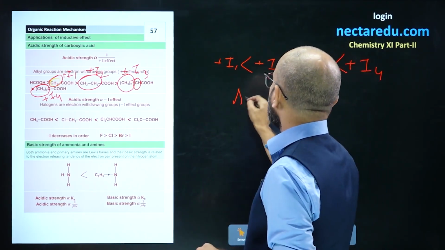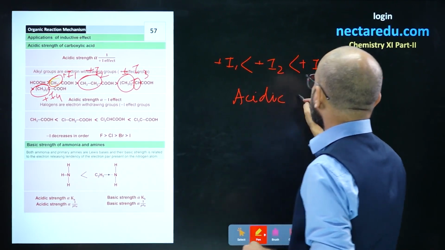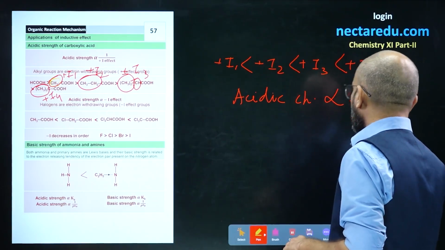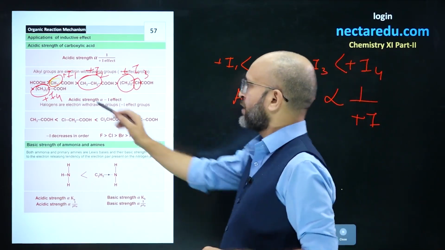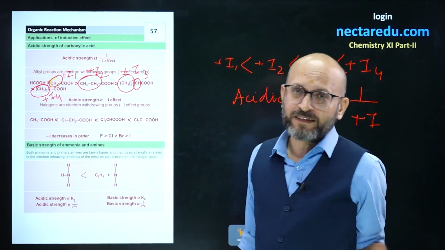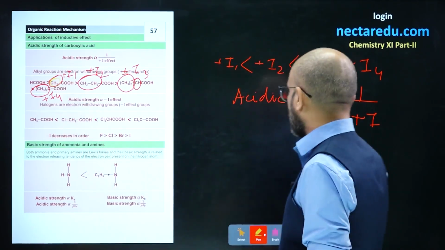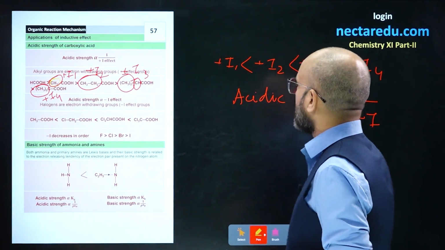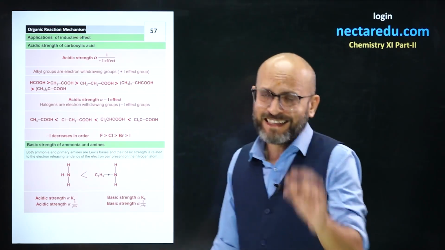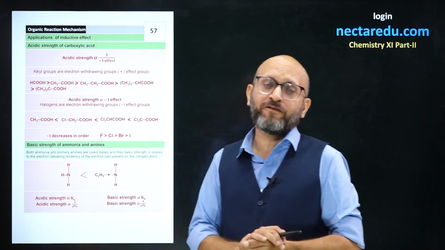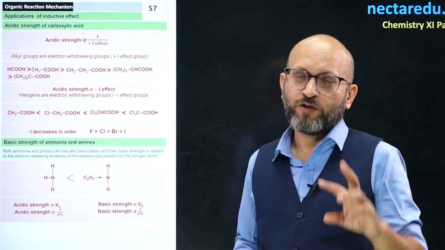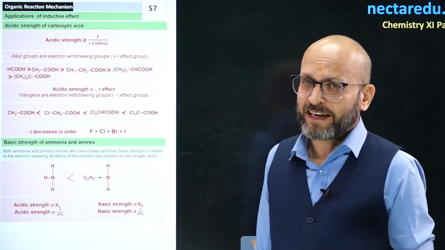So acidic strength is inverse of plus I. Acidic character is inverse of plus I. From here you can see that the fourth compound is least acidic and the first compound, where plus I is not present, is most acidic. The greater the plus I effect, the less will be the acidic character. So acidic character is highest in the first compound where plus I is least, and least in the last compound, the fifth one, where we have plus I maximum. So there is an inverse relation between plus I and acidic character.